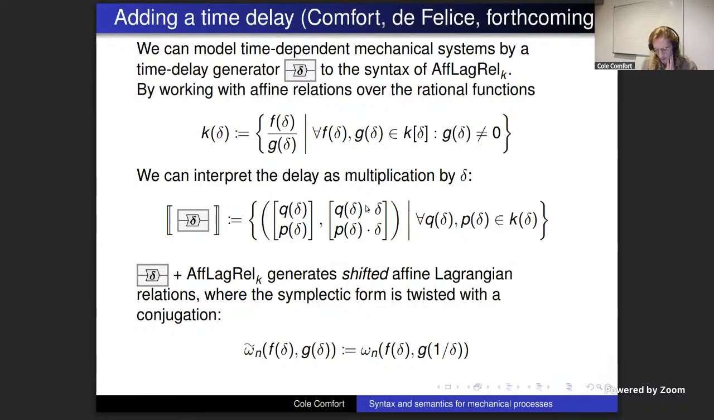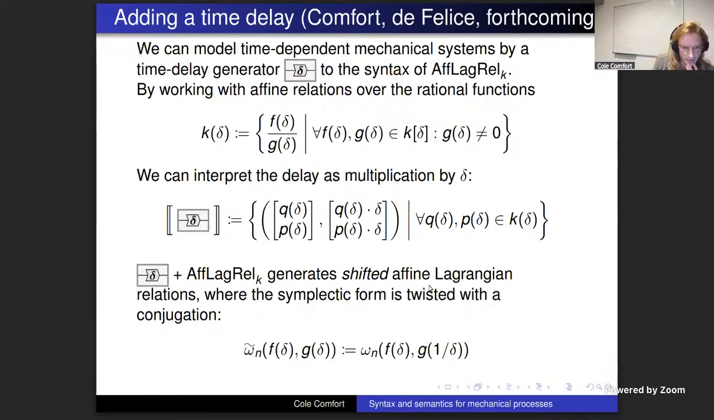What we've shown in this paper we're writing is that if you do this, then you no longer get affine Lagrangian relations, because multiplying by delta messes up the symplectic form. But what you do get is all of the affine Lagrangian relations, which are Lagrangian with respect to this shifted symplectic form, where you take your original symplectic form and then, on one side, invert the argument.